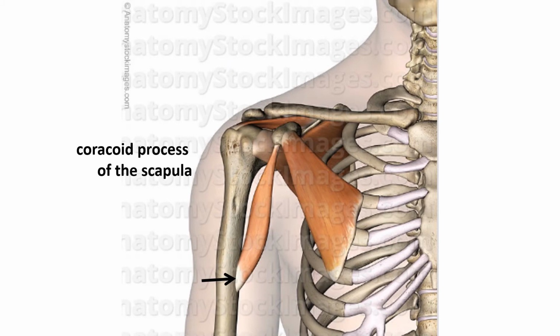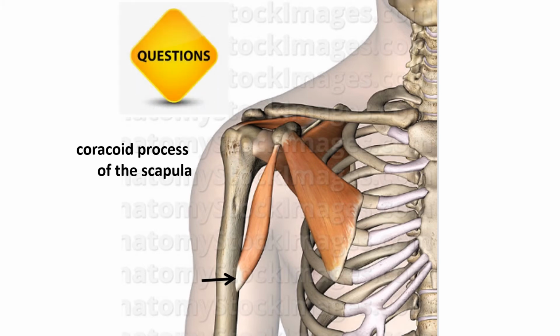Now, where are we now? We are looking at the shoulder joint from the anterior, and what is the question? The question is, what is this muscle? This muscle is pectoralis minor, and it is inserted into the coracoid process just medial to the origin of the short head of biceps brachii.